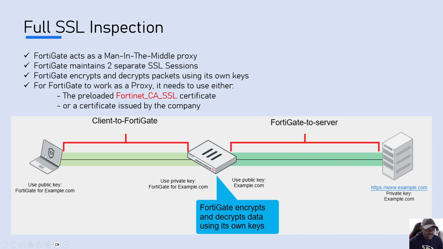The first session will be between the workstation and the FortiGate. During this communication, the FortiGate is going to use its private key to authenticate or verify the traffic that comes from the workstation. So the workstation will be using a public key. Then the FortiGate will be using its certificate, the CA certificate private key. Then on the second session, FortiGate will need to generate a public key to communicate or to steer traffic to the destination and vice versa.